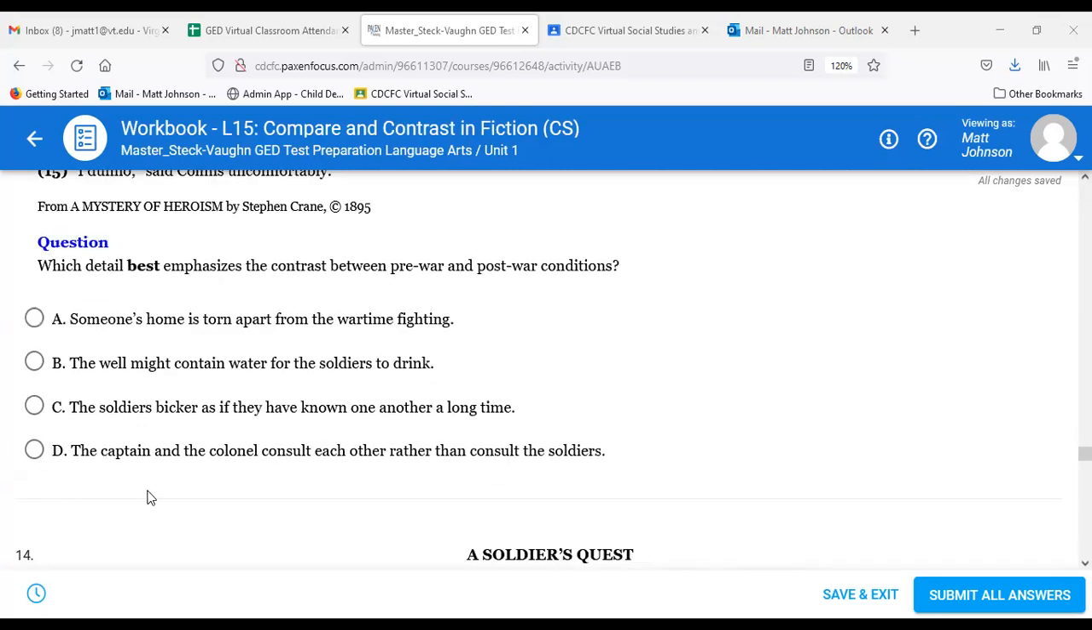Which detail best emphasizes the contrast between pre-war and post-war conditions? A, someone's home is torn apart from the wartime fighting. B, the well might contain water for the soldiers to drink. C, the soldiers bicker as if they have known one another a long time. D, the captain and the colonel consult each other rather than consult the soldiers.